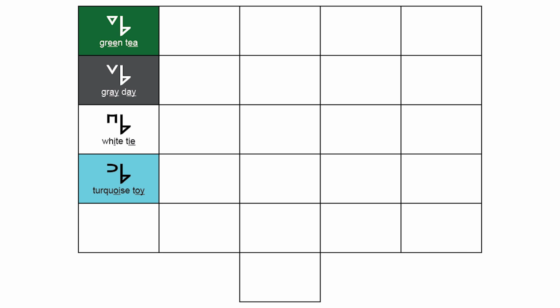The third is the sound in white tie. It's the vowel in words like price, ripe, right, arrive, high, try, and buy. Then there's the sound in turquoise toy, which you can hear in words like choice, adroit, noise, join, and royal.